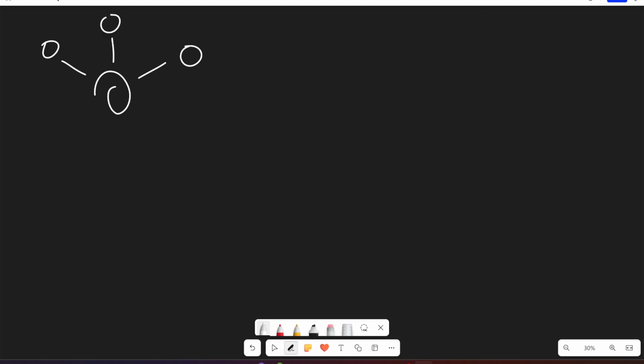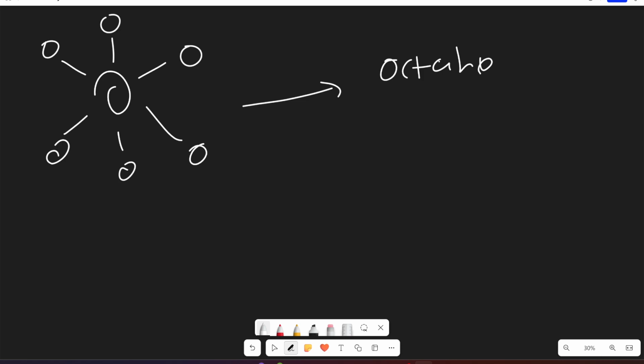And essentially, the last one is going to be 6 electron domains. That's going to be 6 bonds. So if I go 1, 2, 3, and 1, 2, 3, that's going to be octahedral. So this is electron geometry, which is essentially based off the number of electron domains here. All you want to do for this is draw out the Lewis structure and then determine the electron domains from there.